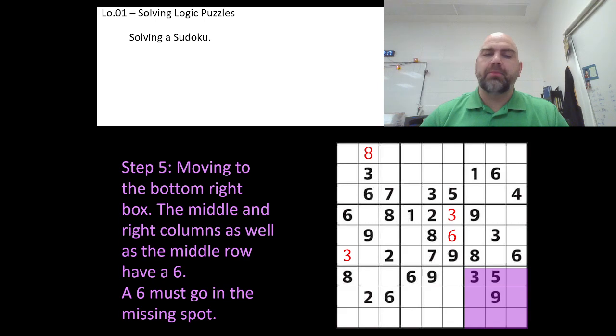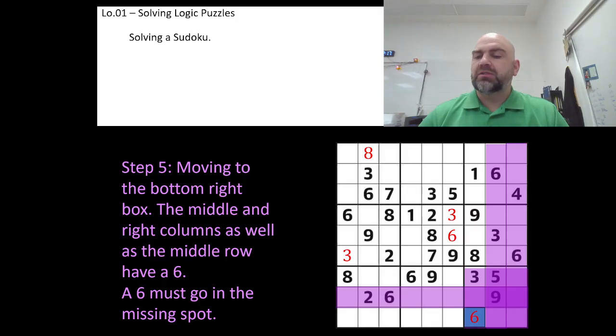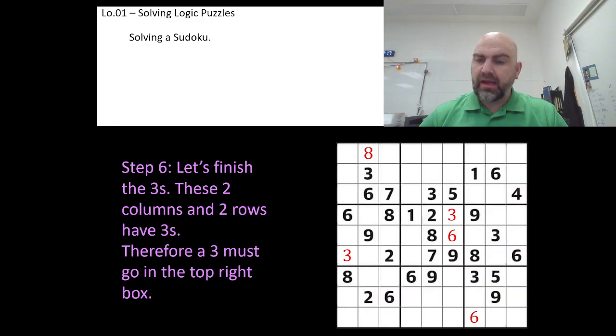We're going to move to this bottom right box here. The middle and the right columns both have a 6 already, as well as the middle row has a 6. So that one right there is going to be a 6 as well. And again, we're going to fill in the 6s. Let me just check here: 1, 2, 3, 4, 5, 6, 7, 8. We have 8 6s. The only other one we can finish up is the top middle box, and we'll get into that one very soon.